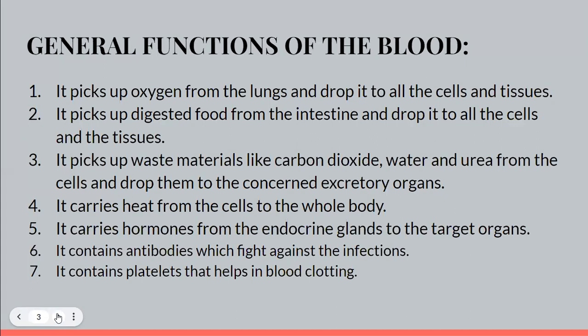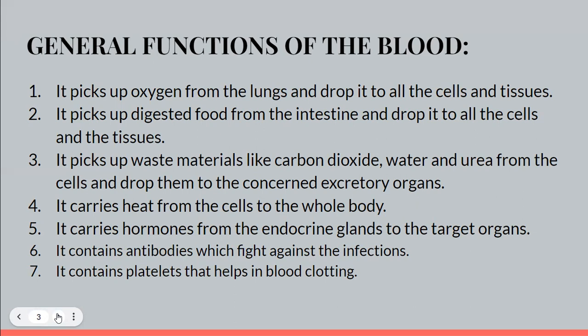During the chemical reactions taking place in the cells, waste materials are produced like carbon dioxide, water, and urea. They diffuse into the blood, and the blood drops them to the concerned excretory organs for removal from the body. During the chemical reactions in our cells, heat is also produced. So the blood carries heat throughout the body, and this is the reason why the temperature is the same at any part of the body, because the heat is circulating with the blood.